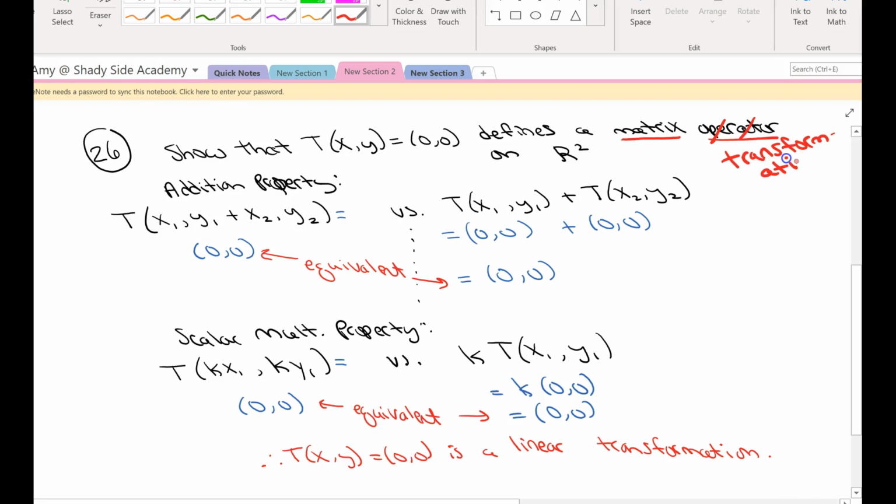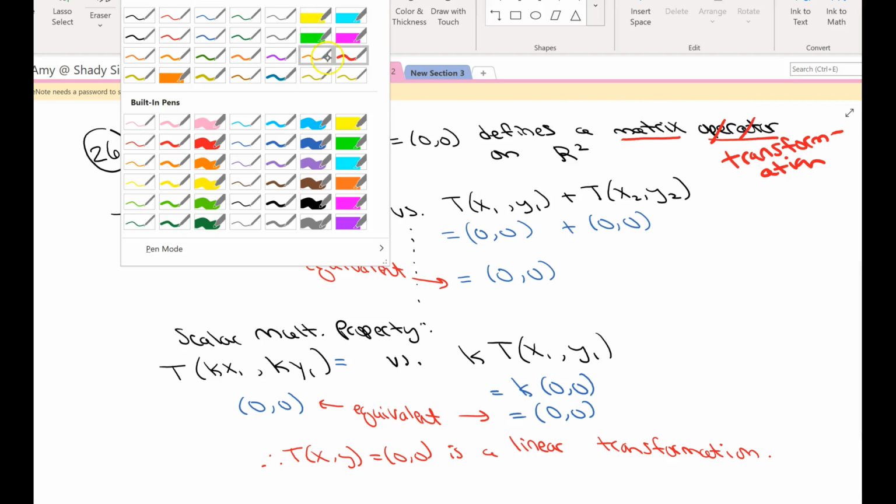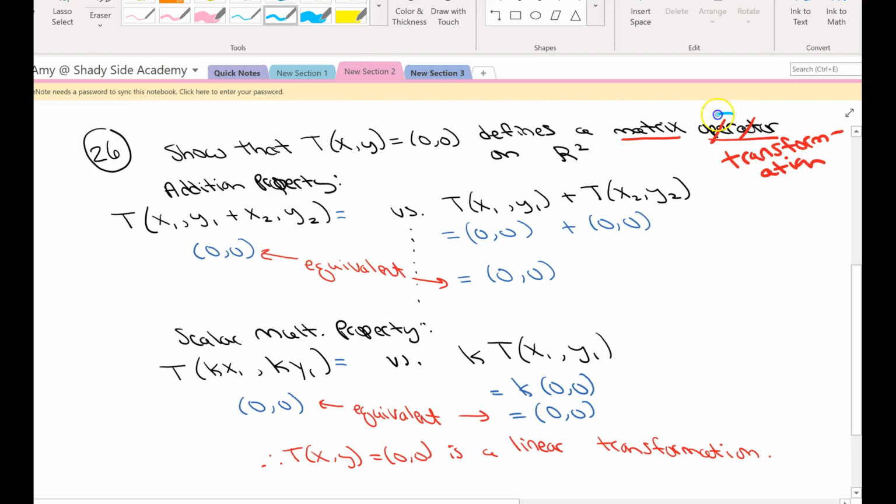That's what your text meant. I'll go into this at the end of the question here, but when you're showing that a transformation defines a matrix operator, what you are then doing is setting up yourself to write the matrix transformation as a matrix equation where A is the transformation matrix. We'll get to that in a second.